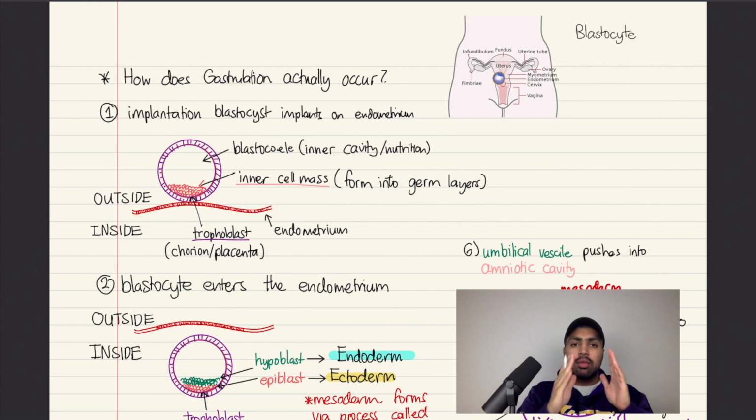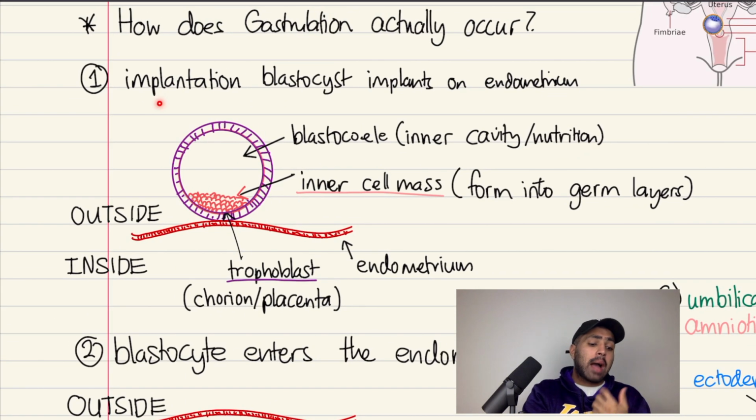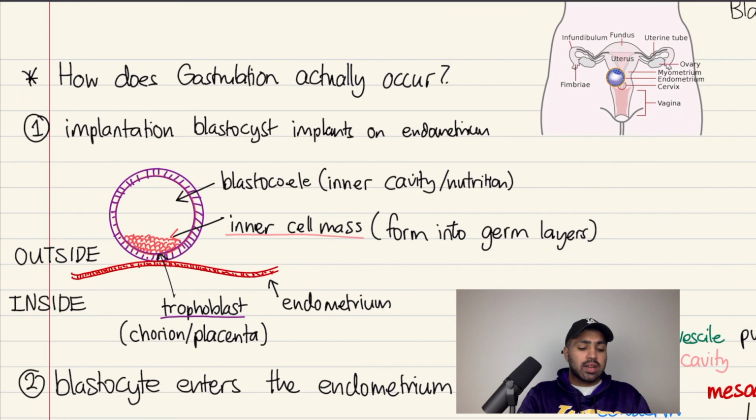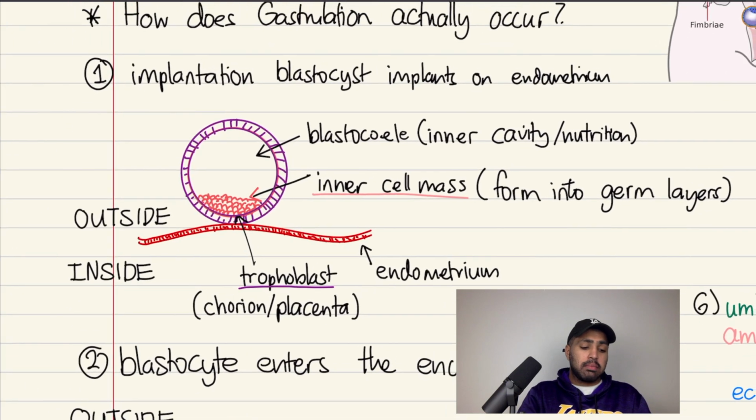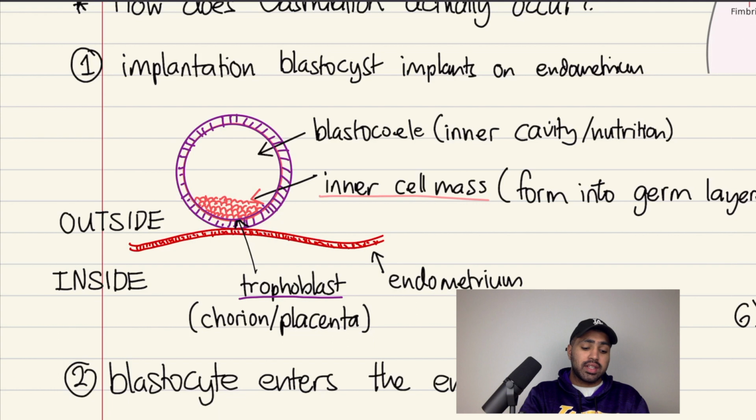Now let's get into the chemical aspect, what's happening on a molecular scale. The first thing that happens is the implantation of the blastocyst. It's going to implant itself on the endometrium, like we established right over here. The next thing is to break down the blastocyst. The blastocyst is made up of the trophoblast and the inner cell mass, as we can see right over here, and it also has these inner cavities. The inner cavity is for nutrition, and that's the blastocoel right over here.